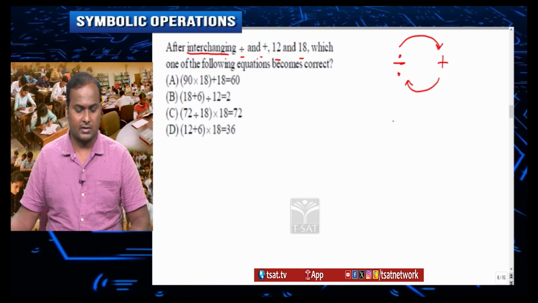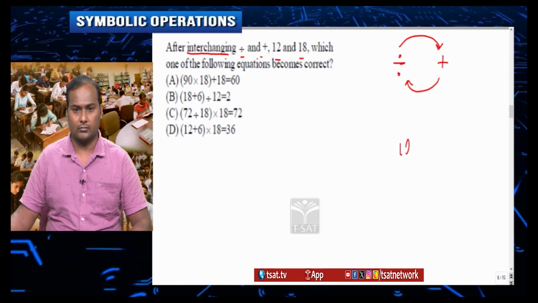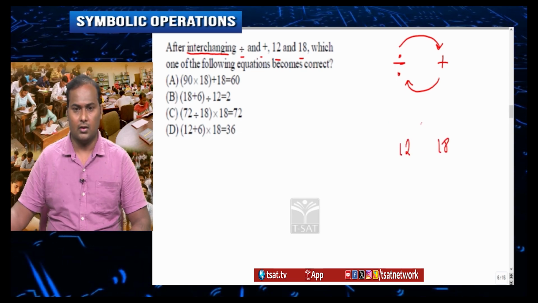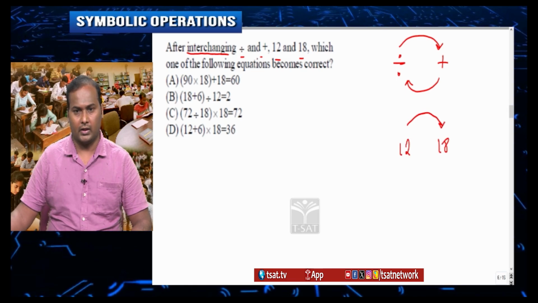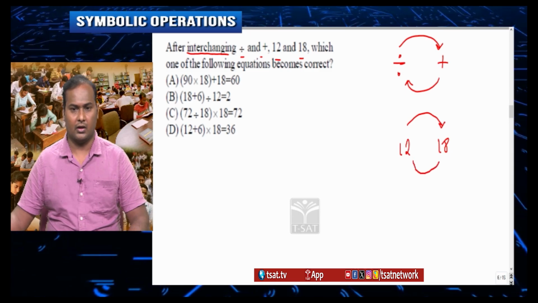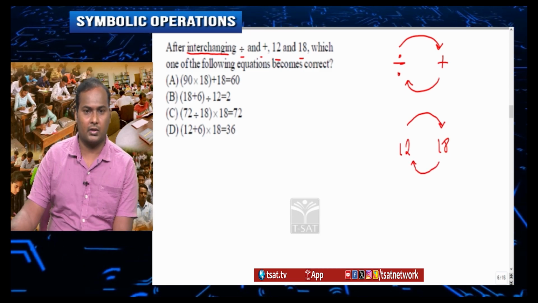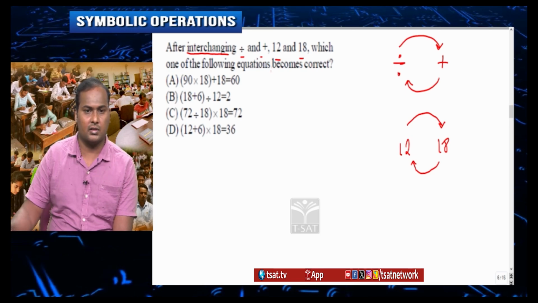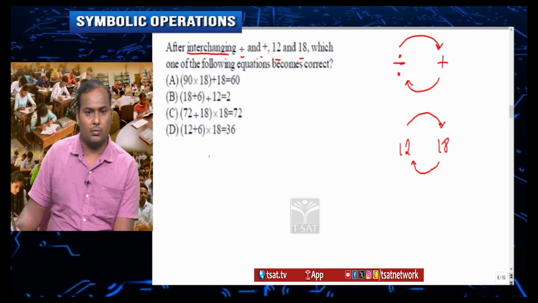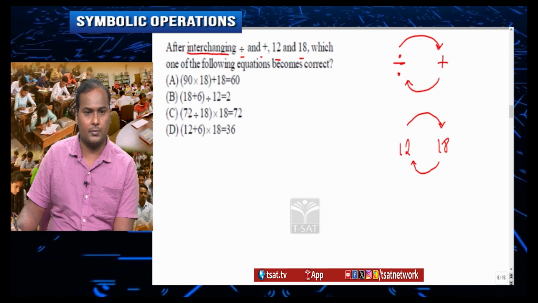In the same way, he is asking to interchange between 12 and 18. Wherever you see 12, you have to put 18, and wherever you see 18, you have to put 12, and then go for the calculation. Again, it's time consuming. Mainly this type of question is given to check the calculation ability of the student. So let's see with option A.